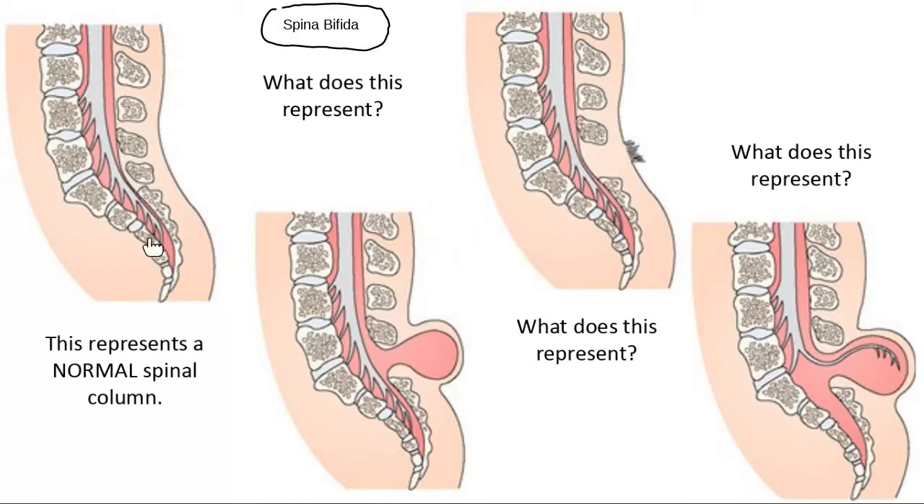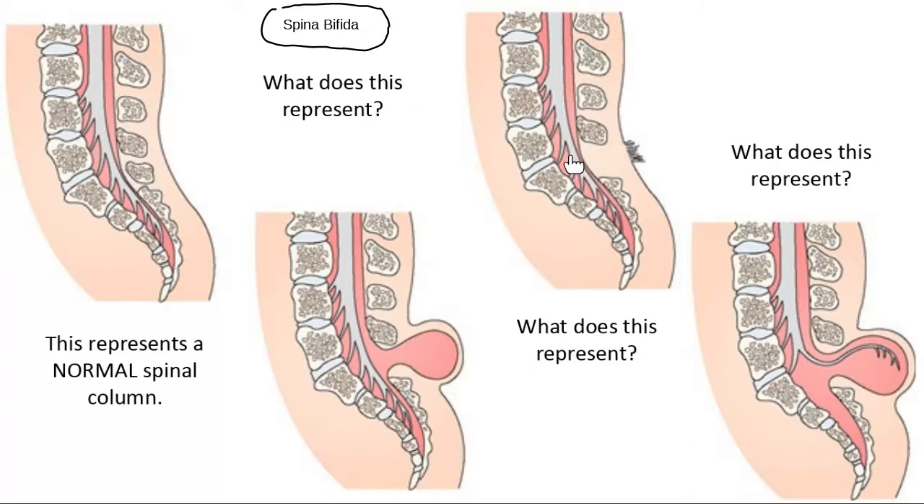So we're going to start over here on the left with what a normal spinal column looks like. Notice that we have spinous processes, the part that sticks out on those vertebrae, on all of the vertebrae here. The spinal cord shown here in gray, and all the meninges shown here in pink. In normal conditions, when everything develops correctly, this is what it should look like.